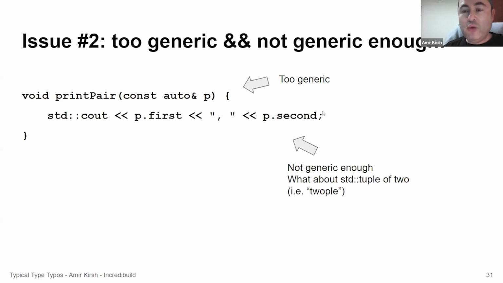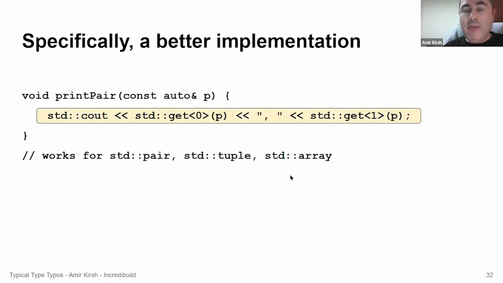Suppose that I have a tuple with two elements. Now, a tuple does not have first and second, but it does have the ability to access its first element and its second element. So in a way, I'm getting anything, but actually, I'm not supporting the types that I could have supported, like tuple. Maybe if I would write it as get 0 of P and get 1 of P, this would work for a pair, a tuple, and a std array. Now, it might be that I want to narrow the auto here to being only something that has 2 elements. Well, I can do that.